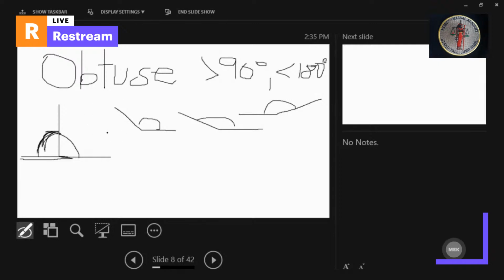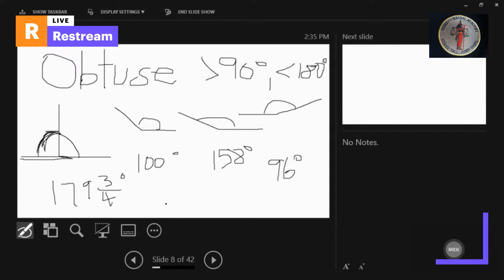So even if it's 90.1 degrees, it's obtuse. Or if it's 179.99999 degrees, it's still obtuse. Once it's more than the 90 and less than the 180. So 100 degrees, obtuse. 158 degrees, obtuse. 96 degrees, obtuse, and so on, right? 179 and 3/4 degrees, obtuse.